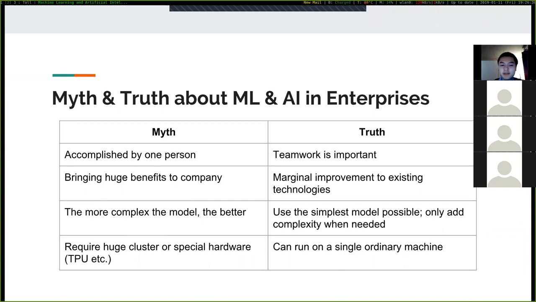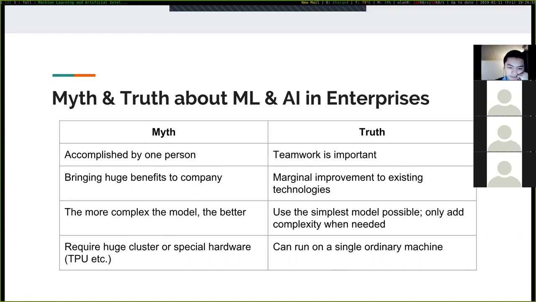For example, now with machine learning, you can even recognize handwritten letters very well. So that's an improvement to the problem. It's not something that solves a problem we could never solve. It's just a marginal improvement to existing technology.